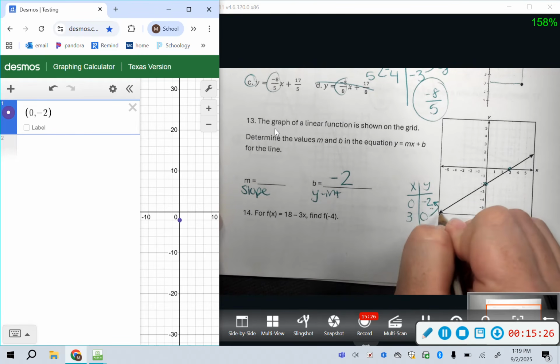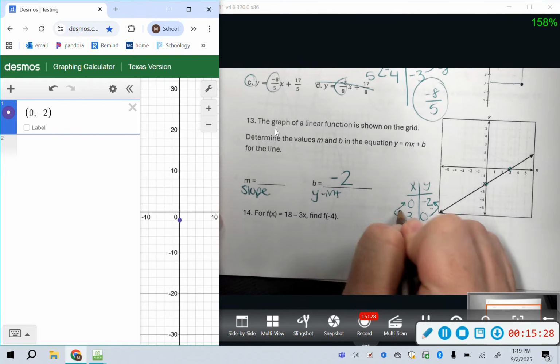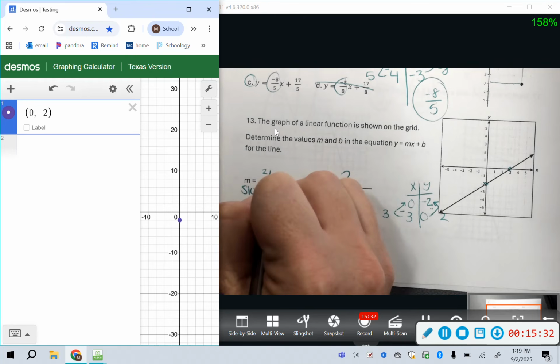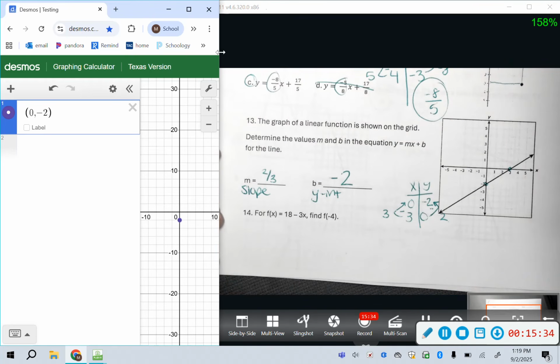0 minus -2 is +2. 3 minus 0 is 3. So my slope is 2/3. Which, if you type to see if it simplifies, it's going to give you a decimal that's repeating. So you're going to leave it as a fraction.